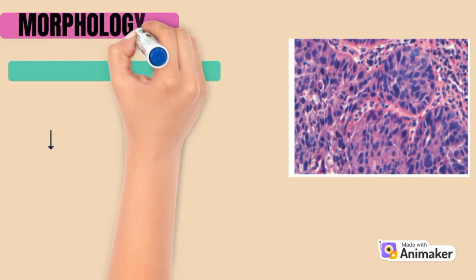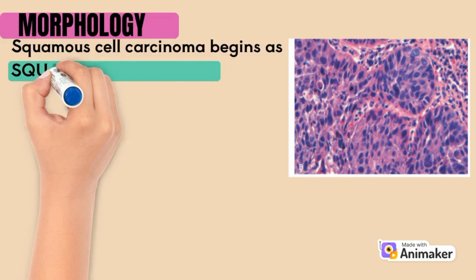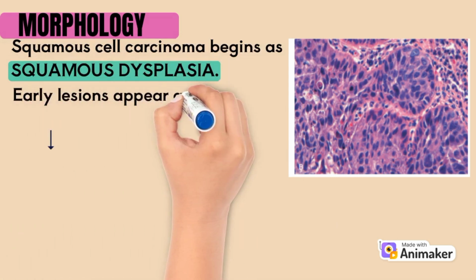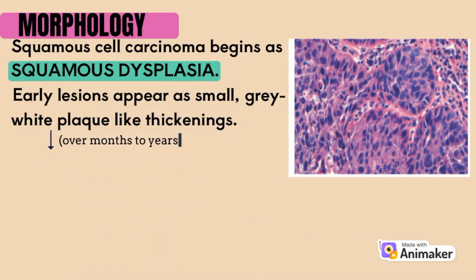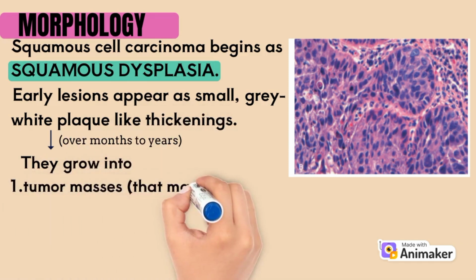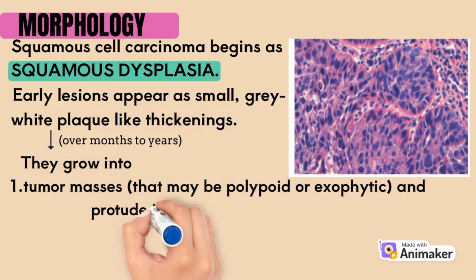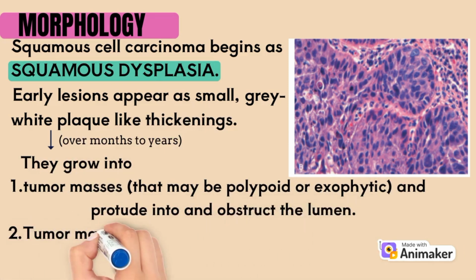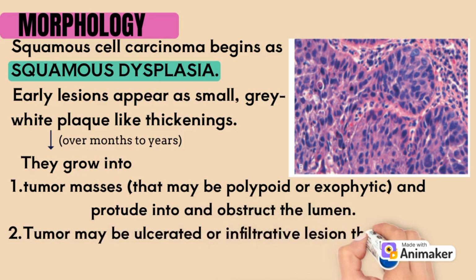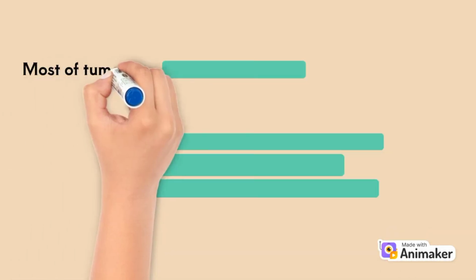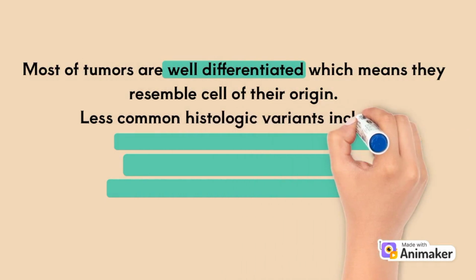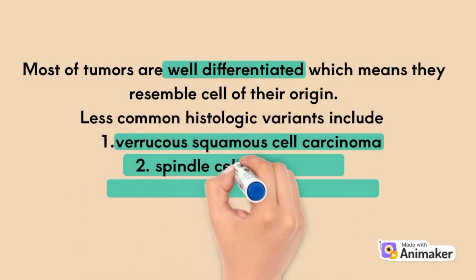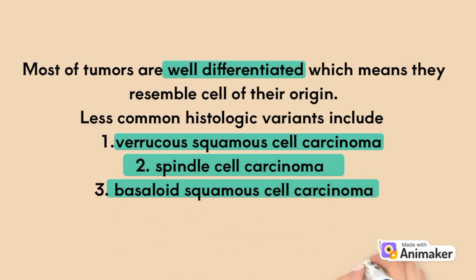Morphology. Squamous cell carcinoma begins as squamous dysplasia. Early lesions appear as small gray-white plaque-like thickenings which over months to years grow into number 1 tumor masses that may be polypoid or exophytic and protrude into and obstruct the lumen. Number 2 tumor may be ulcerated or an infiltrative lesion that can further obstruct the lumen. Most tumors are well differentiated, which means they resemble cells of their origin. Less common histologic variants are number 1 verrucous squamous cell carcinoma, 2 spindle cell carcinoma, 3 basaloid squamous cell carcinoma.